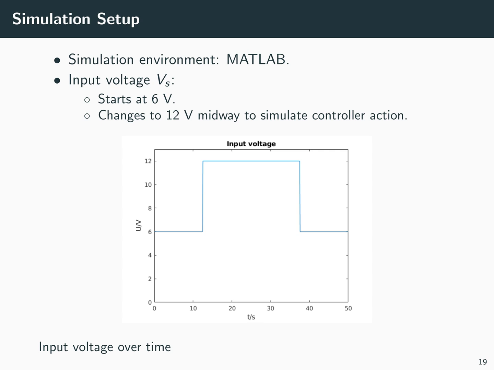Moving on to the implementation and results, we conducted simulations using MATLAB. To simulate realistic operating conditions, the input voltage to the DC motor is set to 6 volts initially, and then increased to 12 volts midway through the simulation to mimic controller action. Here is a graph showing the input voltage over time.